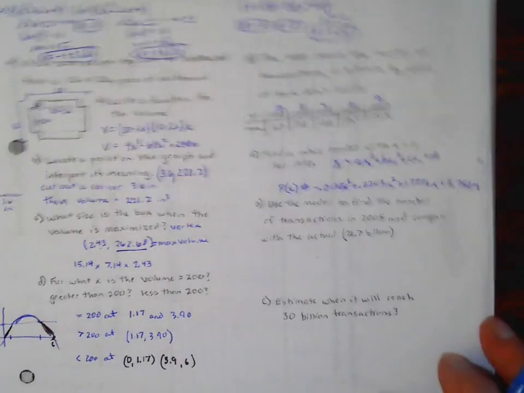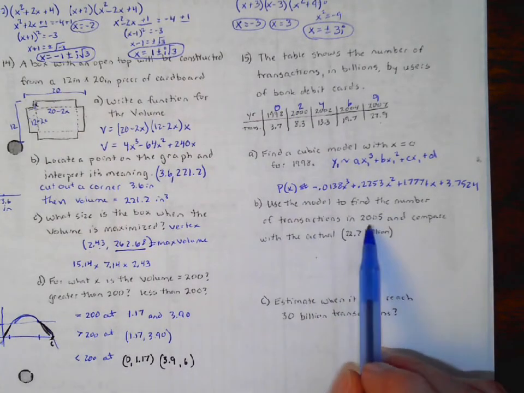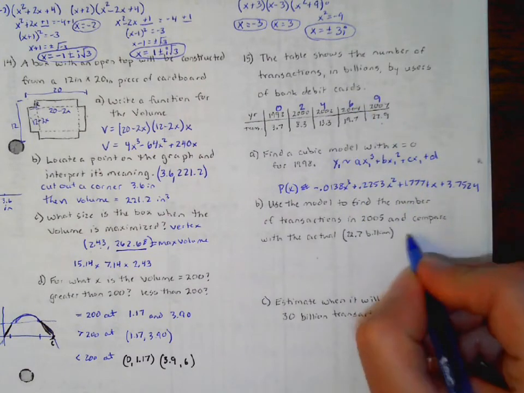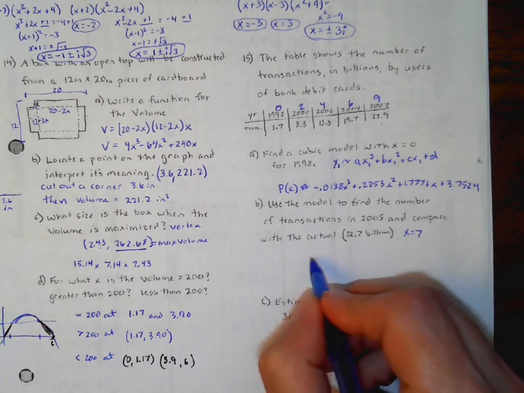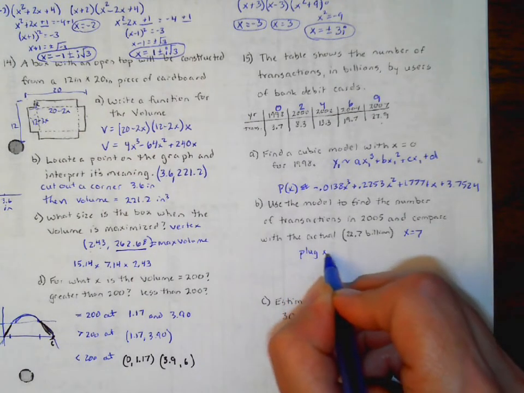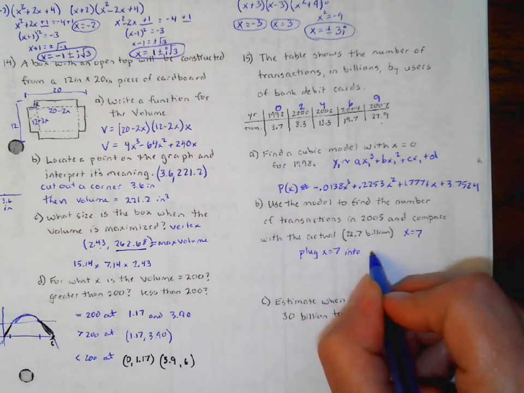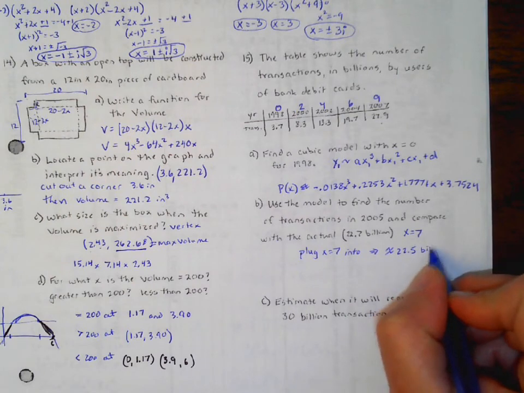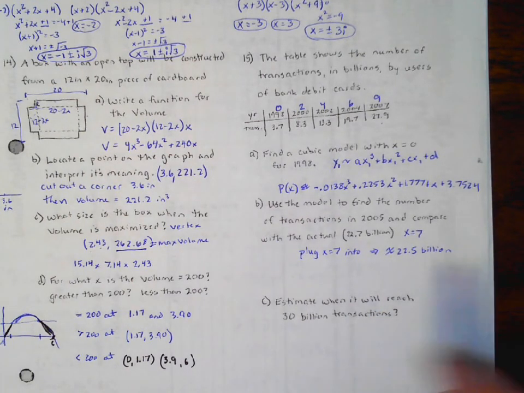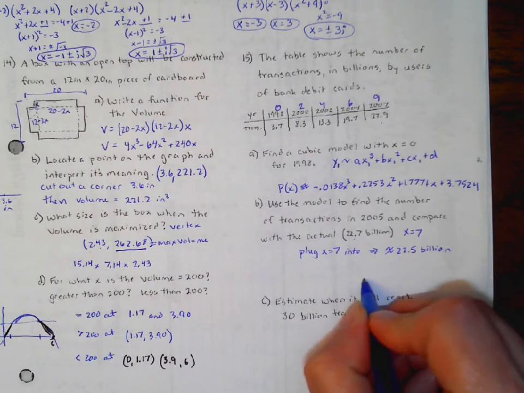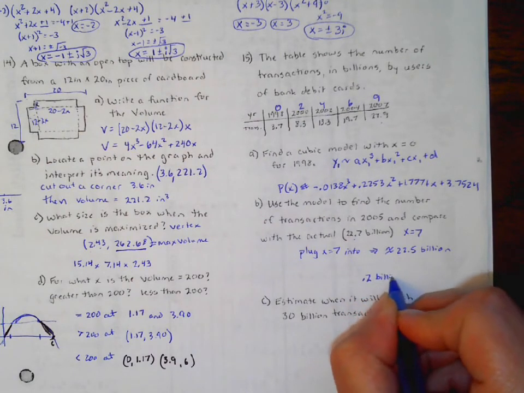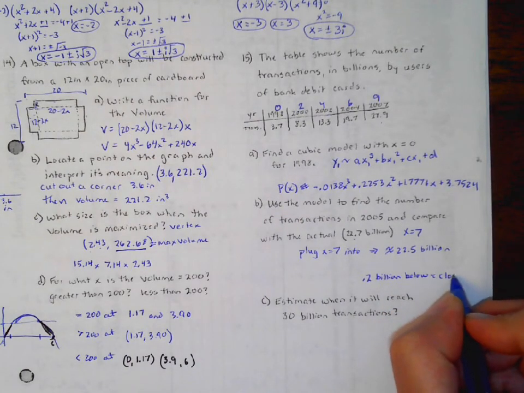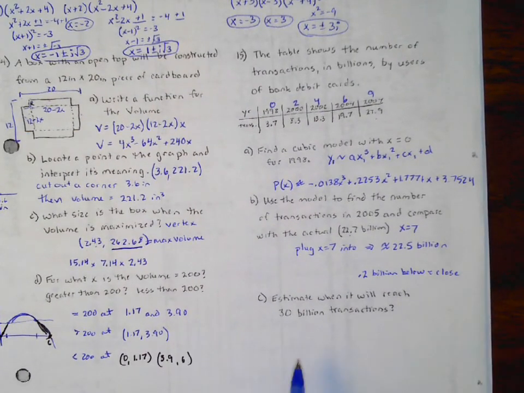Part B. Use the model to find the number of transactions in 2005. 2005 would be 7 years out from this, so it'd be x equals 7. So if I plug x equals 7 into the equation, I get approximately 22.5 billion transactions. How did it compare to this? It was 0.2 billion below. But it was close. So our prediction was pretty close to what actually happened there.